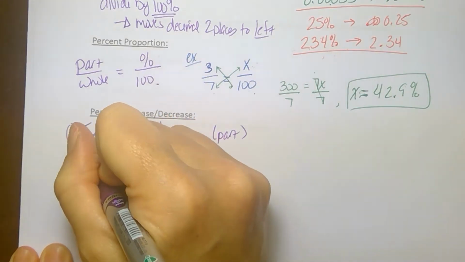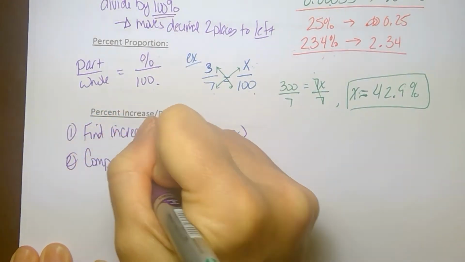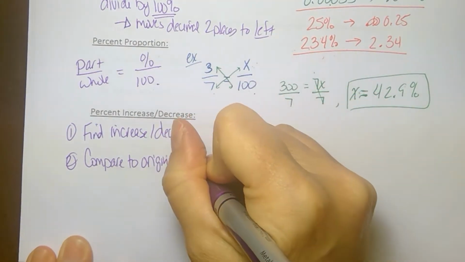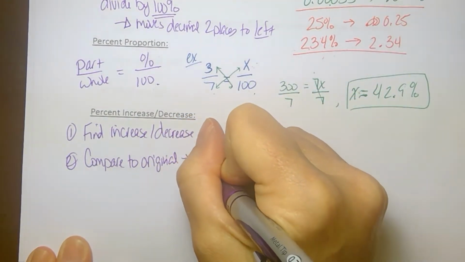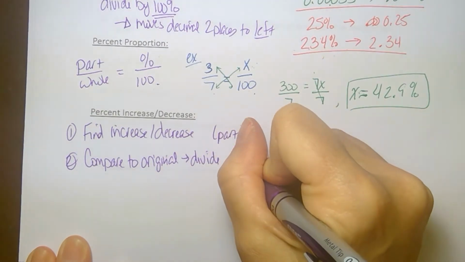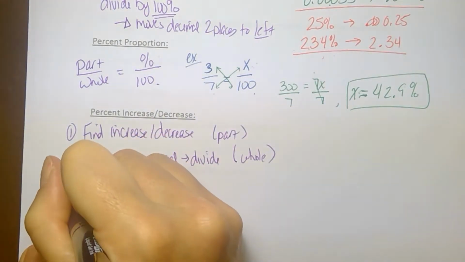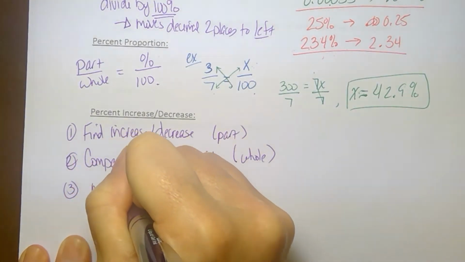Then I'm going to compare that to the original, which means I'm going to divide, because the original is going to be the whole. And finally, I multiply by 100%.